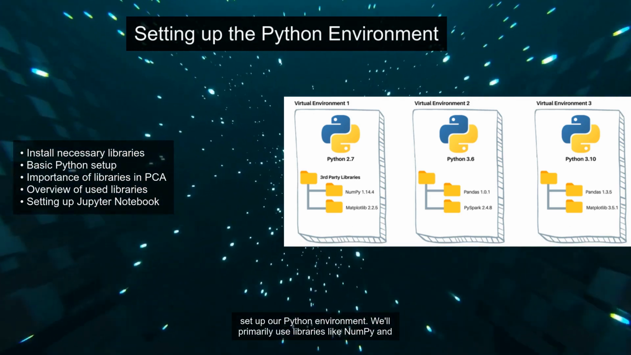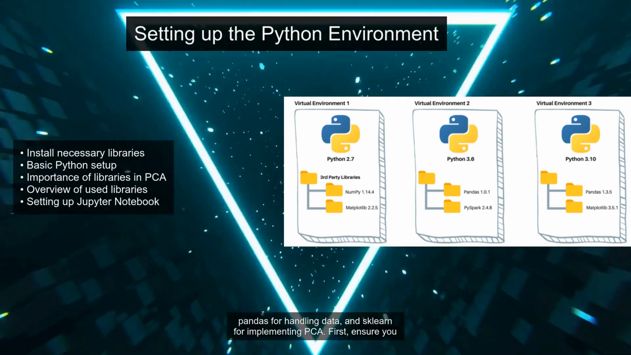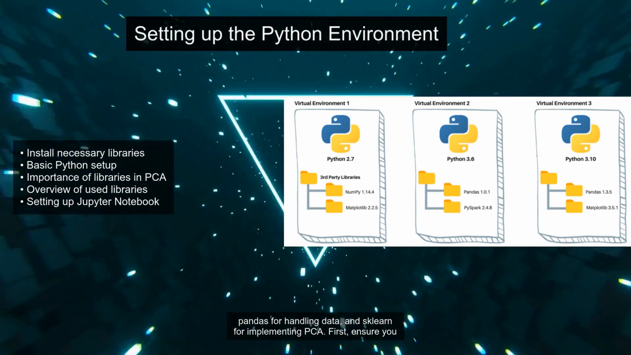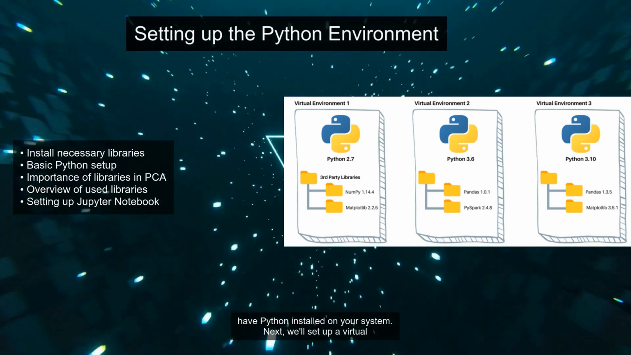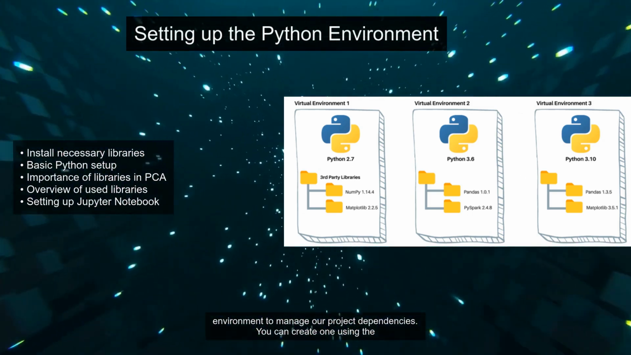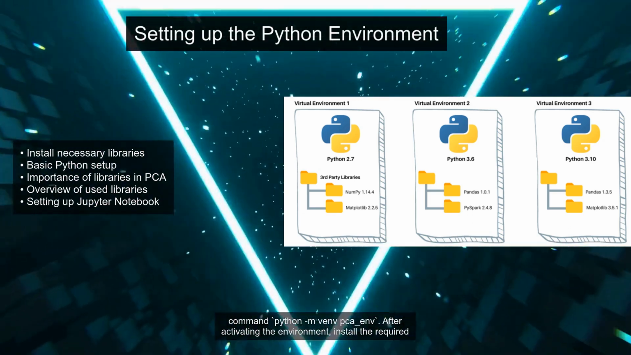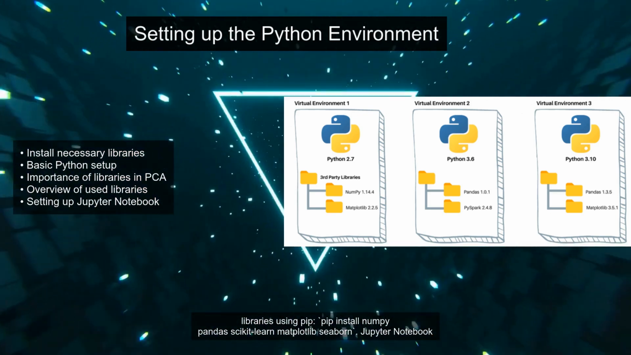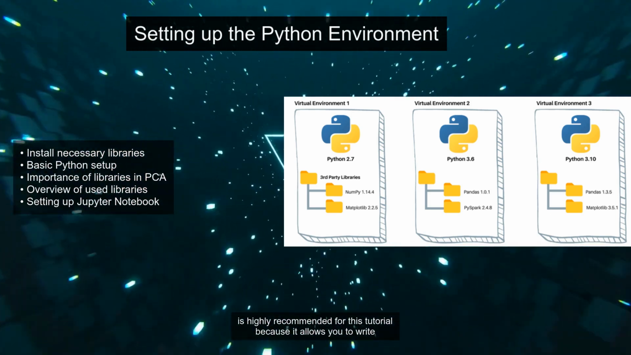Let's set up our Python environment. We'll primarily use libraries like NumPy and Pandas for handling data, and Scikit-learn for implementing PCA. First, ensure you have Python installed on your system. Next, we'll set up a virtual environment to manage our project dependencies. You can create one using the command python -m venv PCA_env. After activating the environment, install the required libraries using pip install numpy pandas scikit-learn matplotlib seaborn.